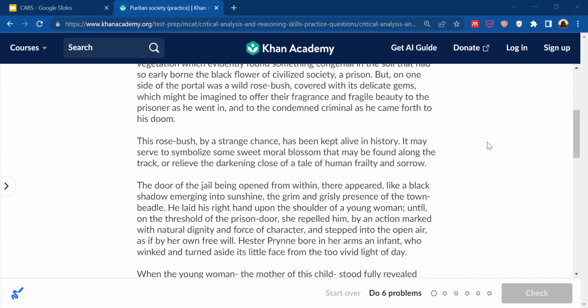This rose bush, by a strange chance, has been kept alive in history. It may serve to symbolize some sweet moral blossom that may be found along the track, or relieve the darkening close of a tale of human frailty and sorrow.